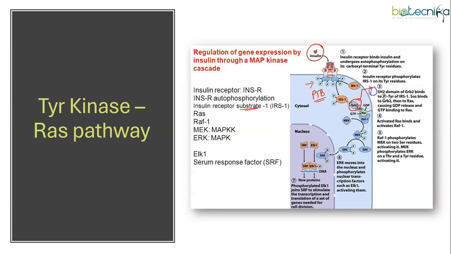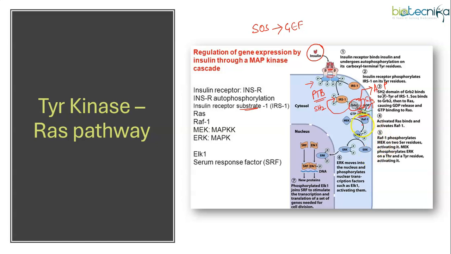GRB2 serves as an adapter protein. Why do I call it an adapter protein? Because it interacts with IRS1 via the SH2 domain and interacts with SOS via the SH3 domain. SH3 is a proline-rich domain. The next protein over here is SOS, and SOS is considered to be a GEF, that is guanine exchange factor. As you can see on the RAS protein, GDP is going out and GTP is coming in, thereby activating the RAS protein.